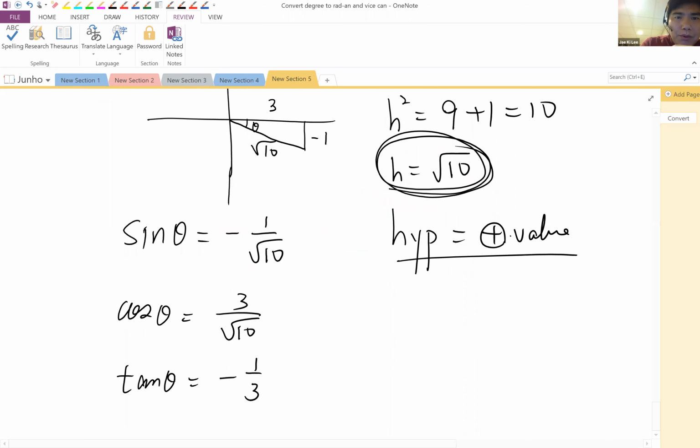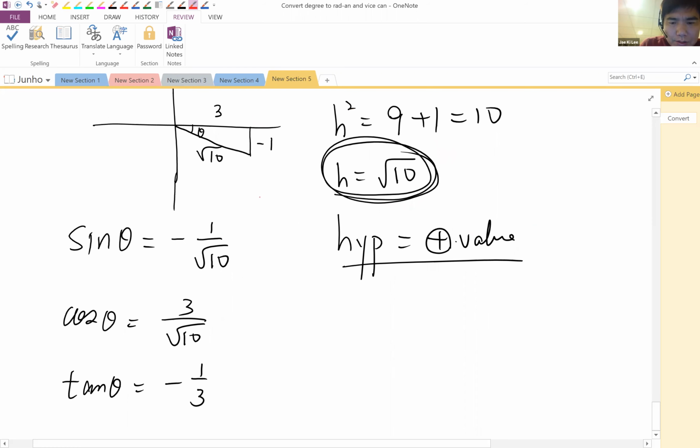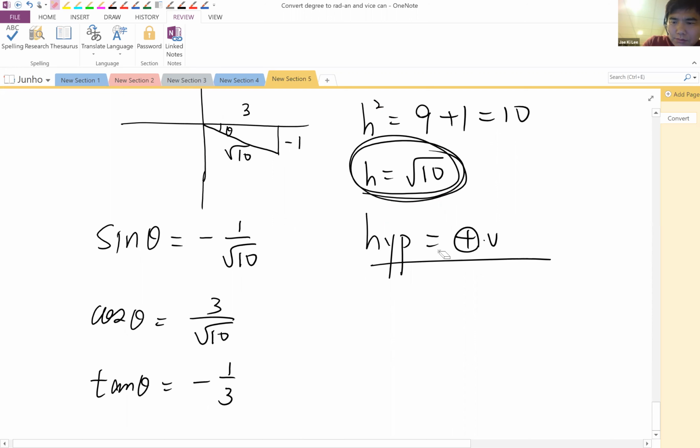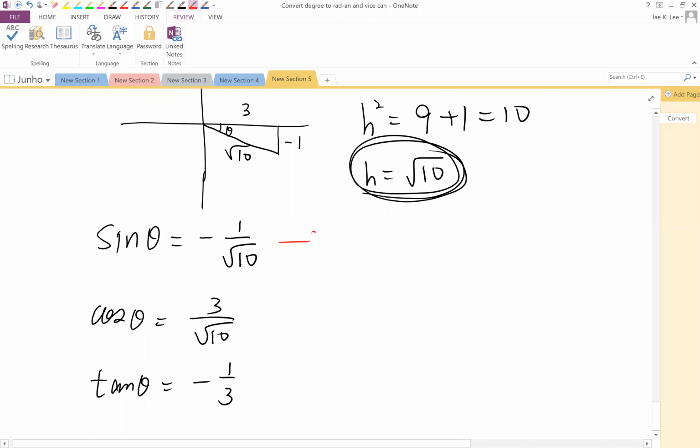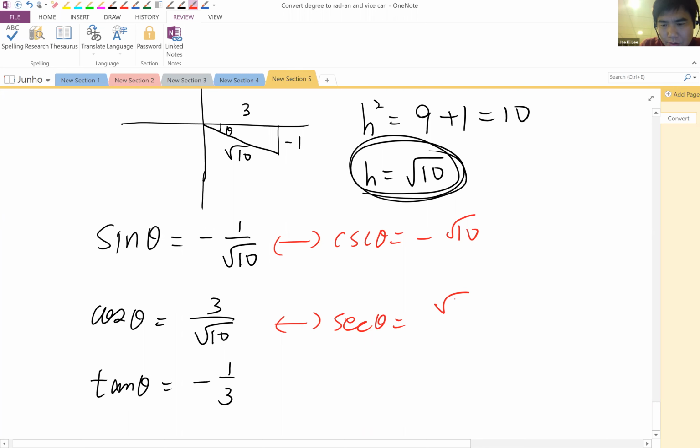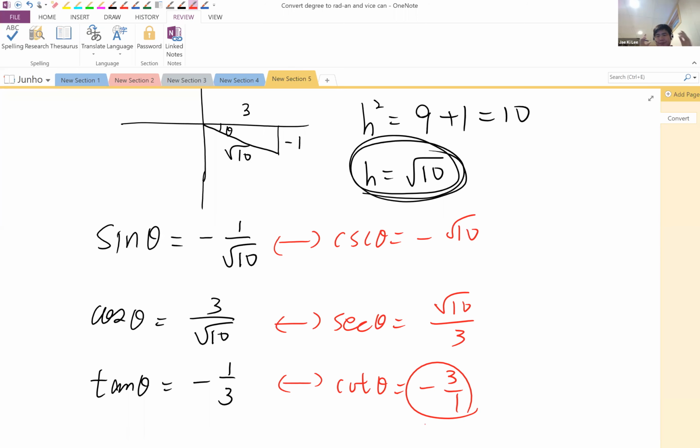And like we did before, cosecant theta means negative root 10. Secant theta means root 10 over 3. Cotangent theta means negative 3 over 1, which we got already. Okay? So for this type of question, we have to write everything down like that, because there's at least one question that asks you to analyze all 6 trigonometric values.